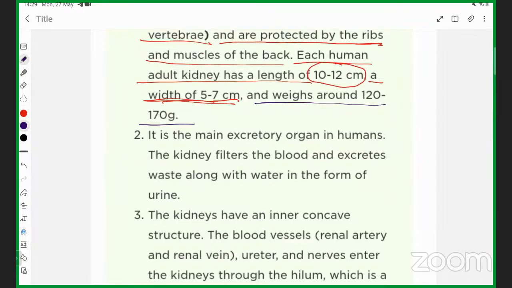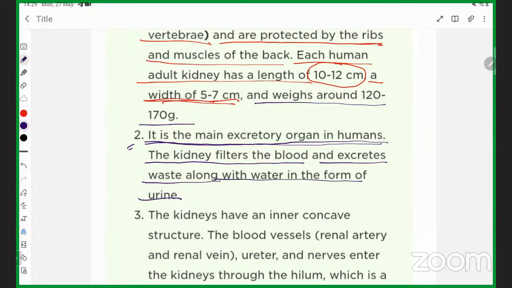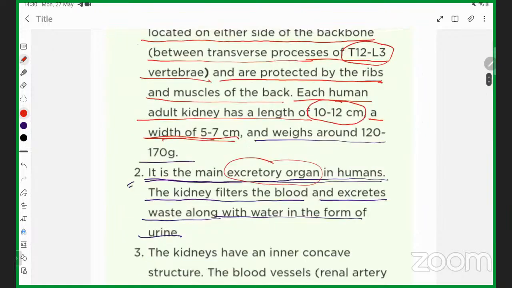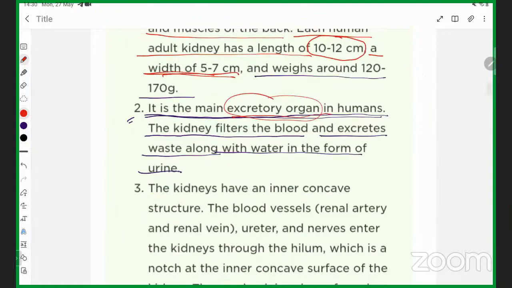Now, the other point you see, students, is that it is the main excretory organ in human beings. If you talk about the kidney, the kidney is the main excretory organ in the human being. The kidney filters the blood and excretes the waste along with the water in the form of urine. So what they are saying is, the kidney is the main excretory organ. Along with it there are four parts: kidney, ureter, urinary bladder, and urethra. But the kidney does the filtration, so it is the main excretory organ in humans.